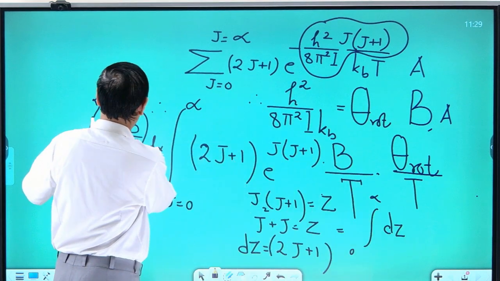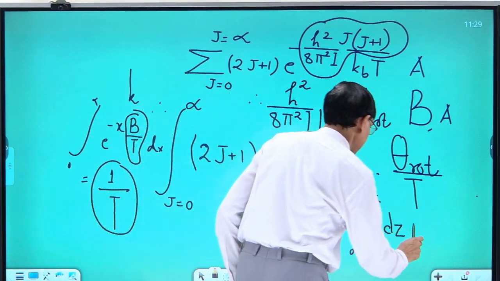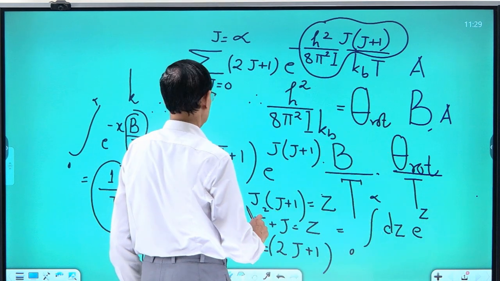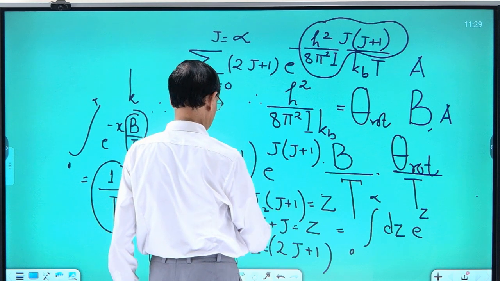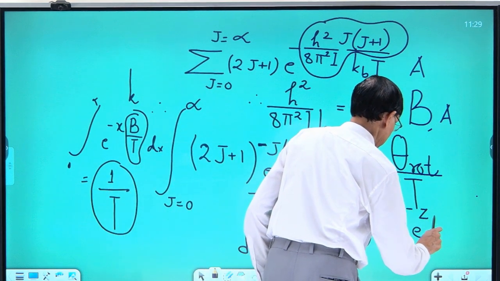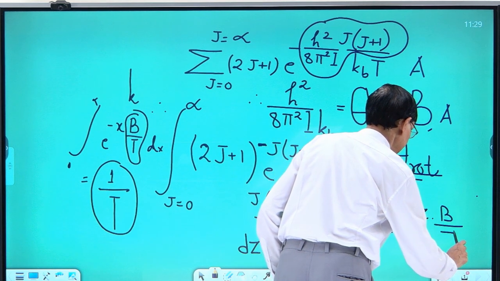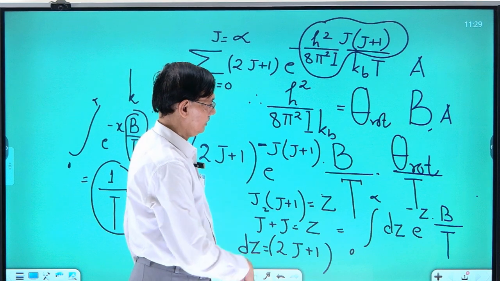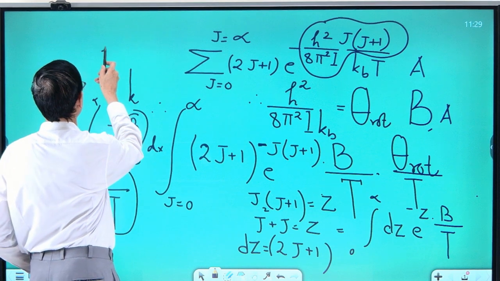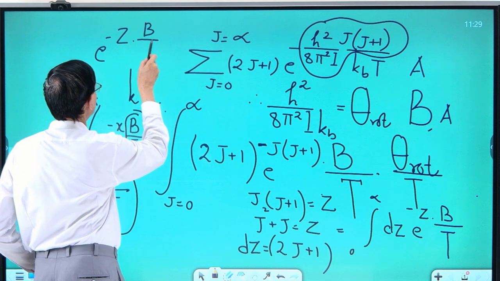You just follow this thing, exponential minus b by t into x, in place of this dz, and here exponential minus z, and b divided by t. Follow my point or not? Or in place of this I can write e to the power minus z beta by t dz.